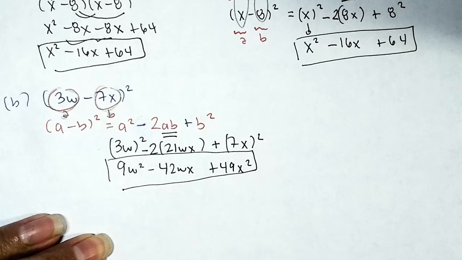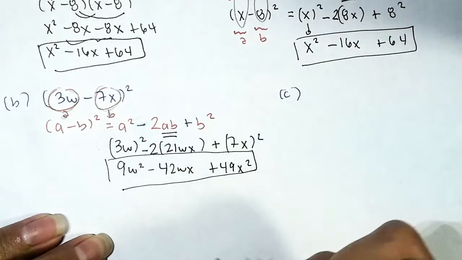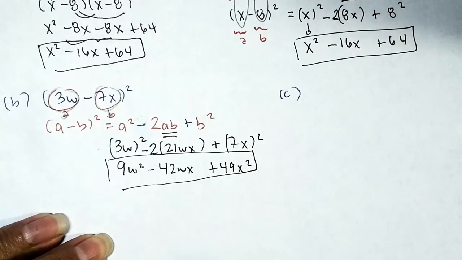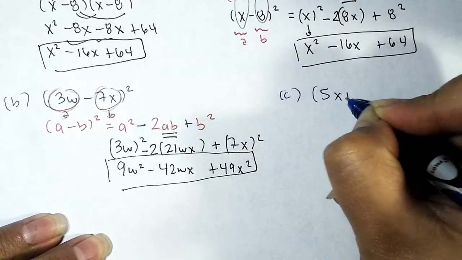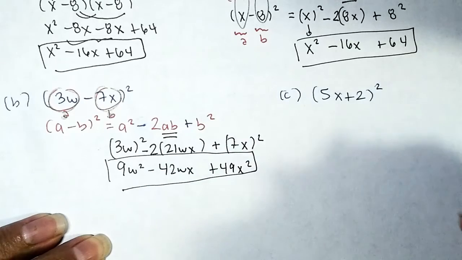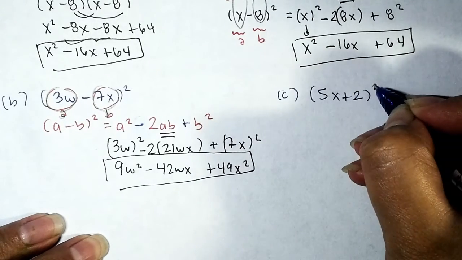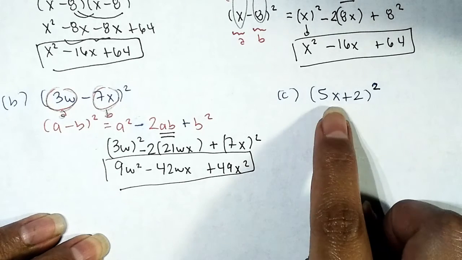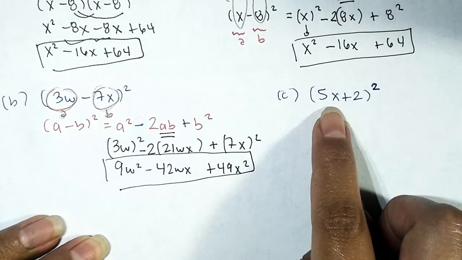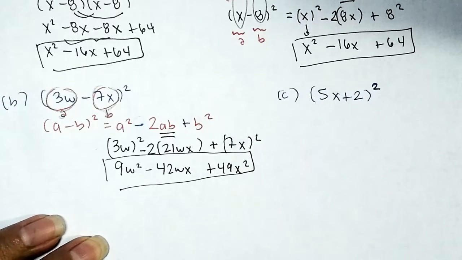Okay, problem C. We have the square of 5x plus 2. So on the test, you can rewrite it without the exponent of 2. You can write the 2 factors of 5x plus 2 and fold it out. But I'm trying to practice the multiplication shortcut.